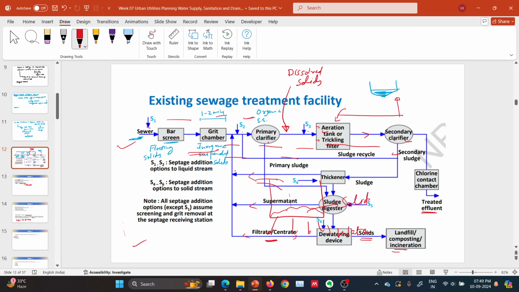Here we can understand one more thing. This whole flow scheme is for centralized systems. Currently we are studying septic tank, leach pits, soak pits. These are on-site treatment facilities. From the on-site treatment facilities, this sludge is produced, and it can be added to the centralized facility. If the centralized facility can take the load, we will discharge the septage to these different locations.